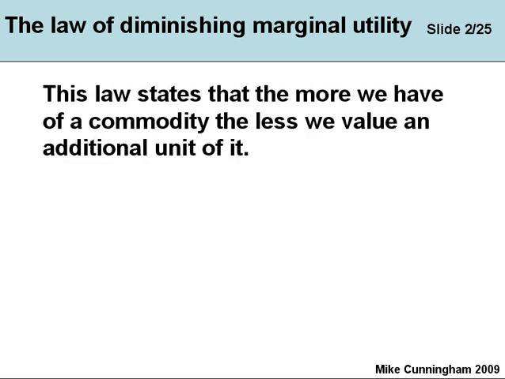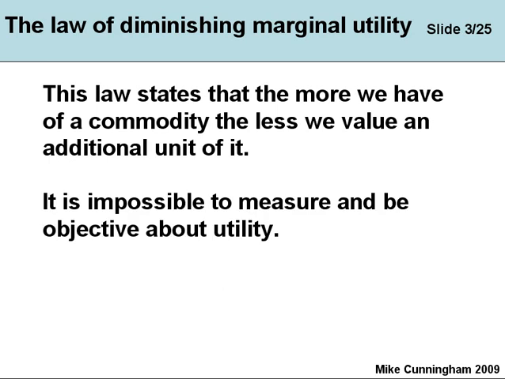The law states that the more we have of a commodity, the less we value an additional unit of it. Okay, so the more you have of something, the less you want some more of it. It's impossible to measure and be objective about utility, so we're going to have a few words about utility, but we're just using this idea of utility to illustrate a wider principle here, that the more we have of something, the less we want some more of it. So we use utility to illustrate this.